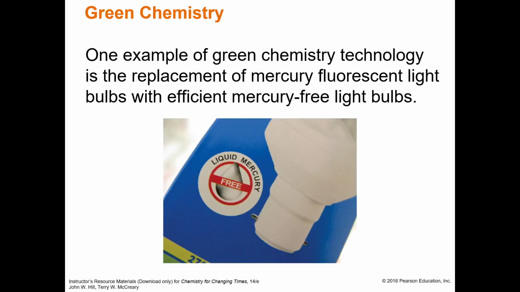So one example of green chemistry technology is the replacement of the mercury-filled fluorescent light bulbs. Fluorescent light bulbs, if you broke their tubes, they actually would leak mercury. We now have replaced those with efficient mercury-free light bulbs. And so you no longer have mercury every time you throw away a fluorescent light bulb leaking out into your water source, which is fantastic.